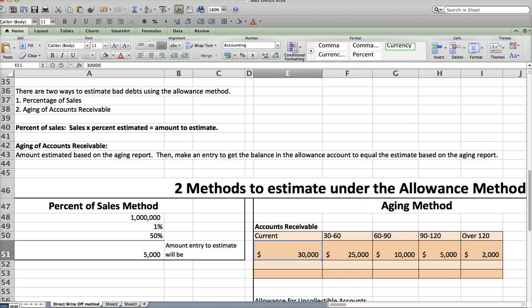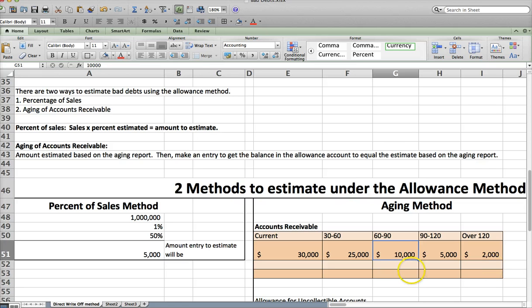Then, in this particular report, we have $25,000 in the customers whose accounts are 30 to 60 days old. So they've come due, but they're pretty recent. Then this company has $10,000 of customers that are 60 to 90 days past due. $5,000 are 90 to 120 days past due, and $2,000 are over 120.